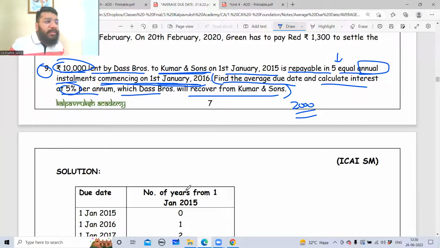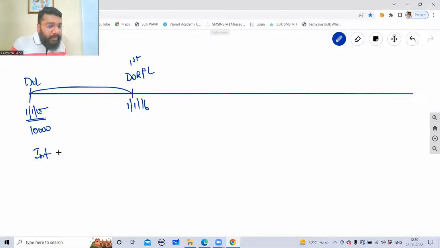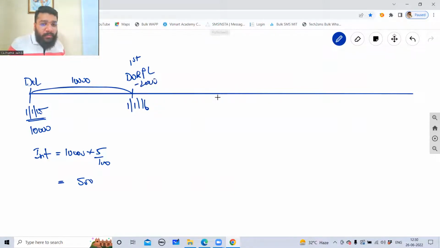And the interest that you're supposed to pay is 5% per annum. So if I have to calculate interest, interest is equal to 10,000 into 5 by 100, which is 500, correct? So in this entire period, Kumar and Sons enjoyed 10,000 rupees. And then on 1-1-2016, you're supposed to pay 2000 rupees. So next is 1-1-17. So from 1-1-2016 to 1-1-17, can I say Kumar and Sons have enjoyed 8000 rupees? Because from 10,000, they have repaid 2000 at the beginning of the year. So for the rest, that's 1-1-16 to 1-1-17, they are going to enjoy 8000 rupees. On that proportionate interest, I have to calculate, which is nothing but 8000 into 5/100, which is 400.